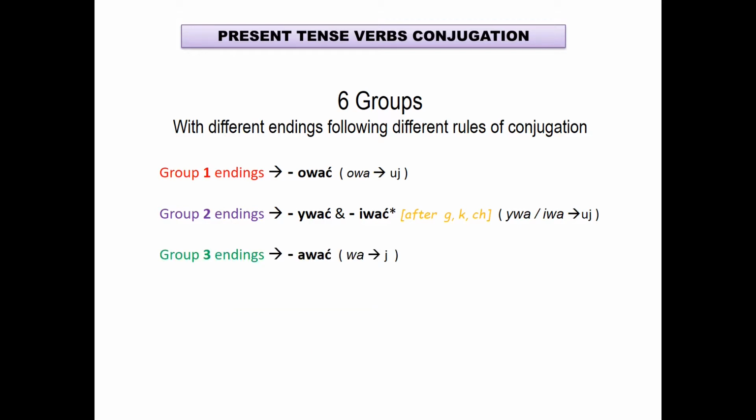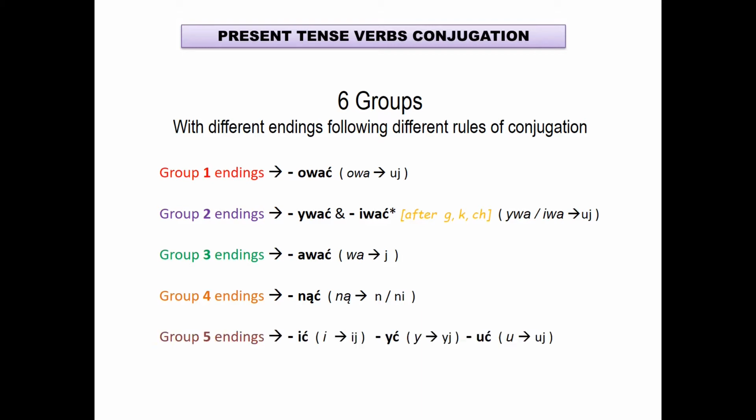In the third group of verbs that end with awać, within the conjugated verb, the part of awa will change to a y sound. The fourth group of verbs ends in nąć. Within the verb itself, nął will change into letter N or NI, which is pronounced ni.